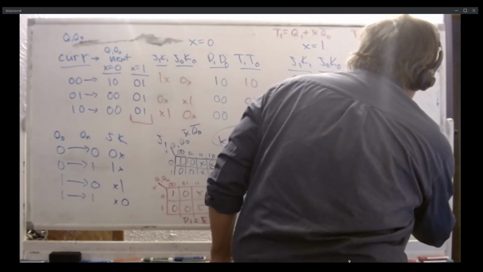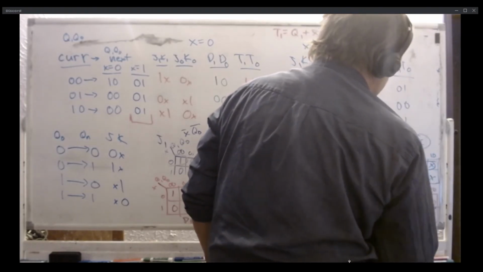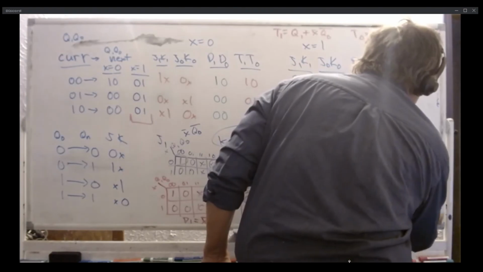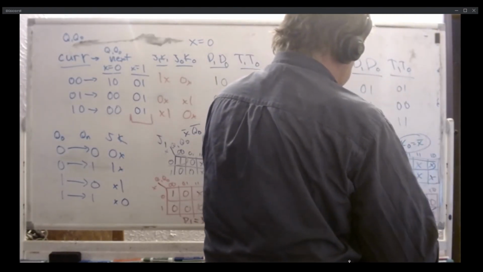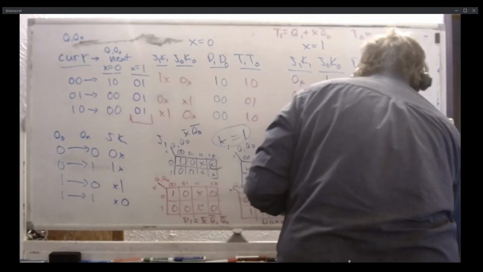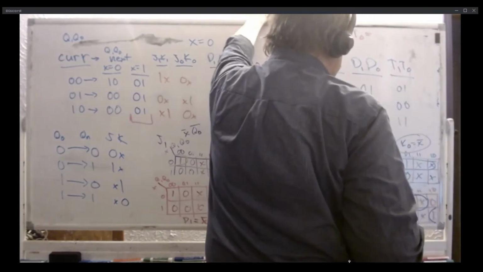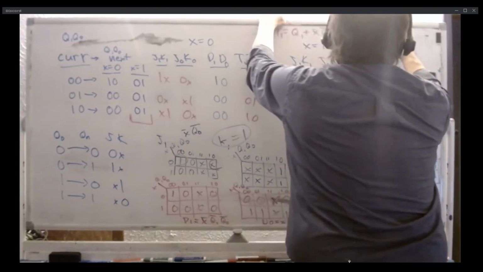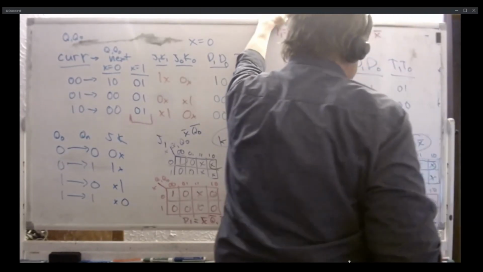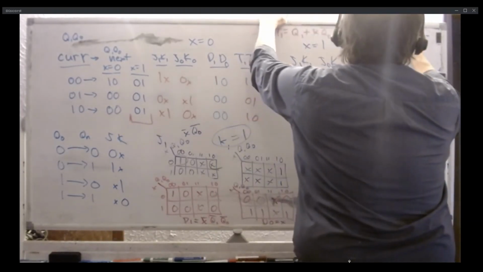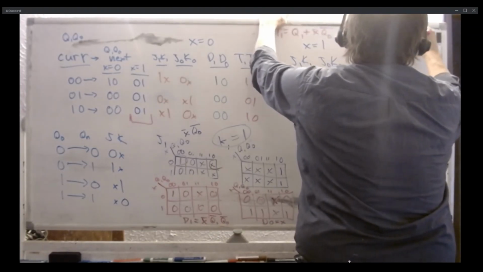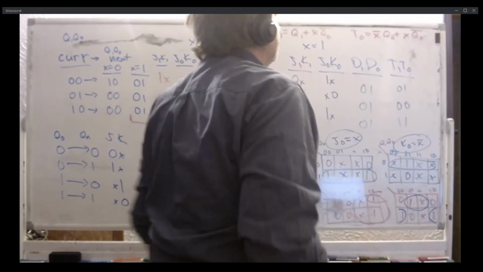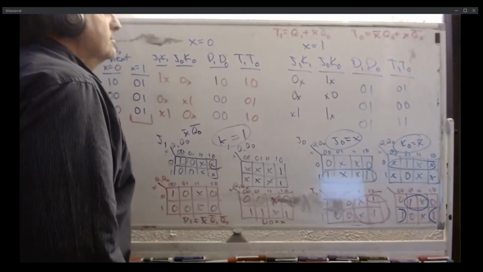What do we do about this guy? We can use the top don't care there to make a group of 2 that's 001 and 011. So we cut out the one in the middle, which should be X naught and Q0. I think. Pretty sure that's right.